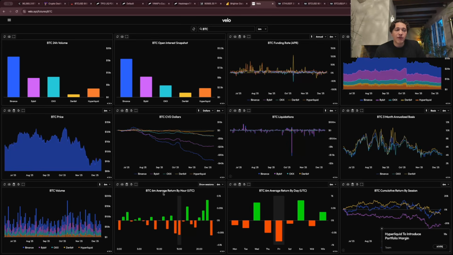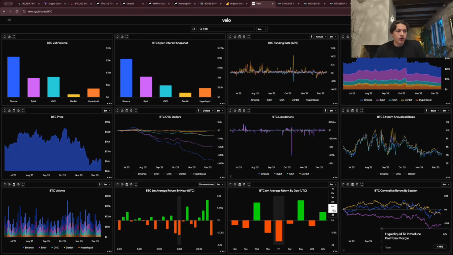The 6 months average return by hour and by day, because that gives you a bias for the day. For example, we can see here that most of the time in the last 6 months, Wednesday on average was a positive day, while Thursday and Friday were negative days, and Sunday was a positive day. So you can expect price to go up statistically Wednesday and Sunday and to dump the other days, okay?